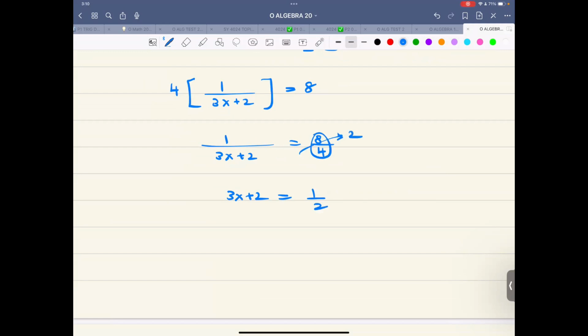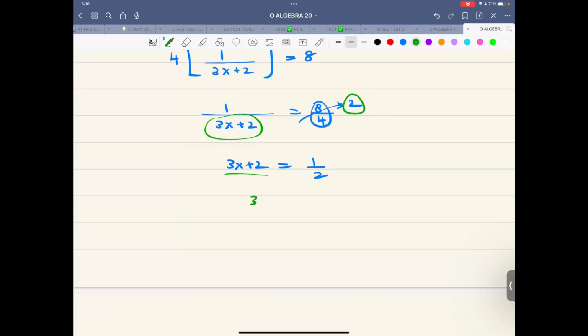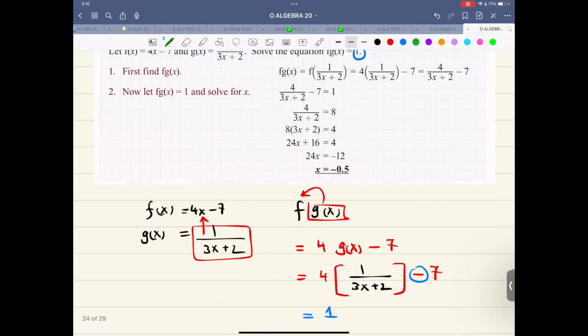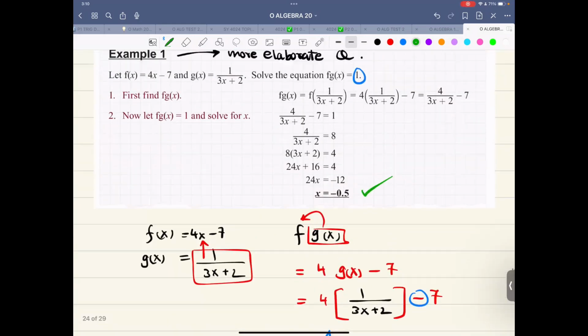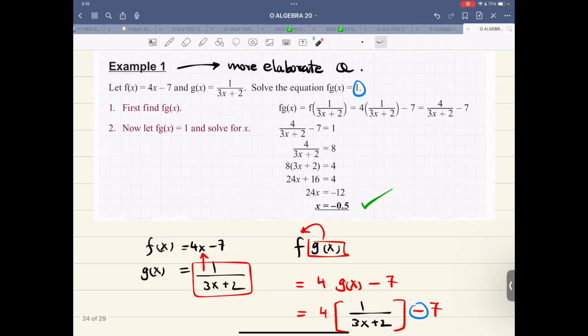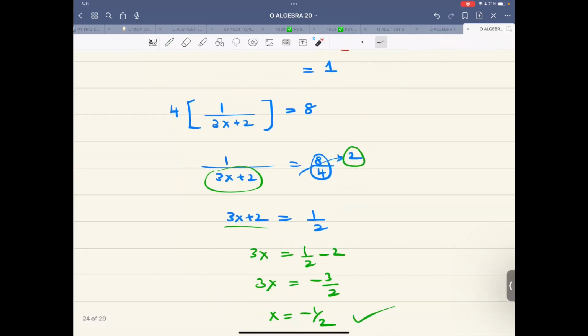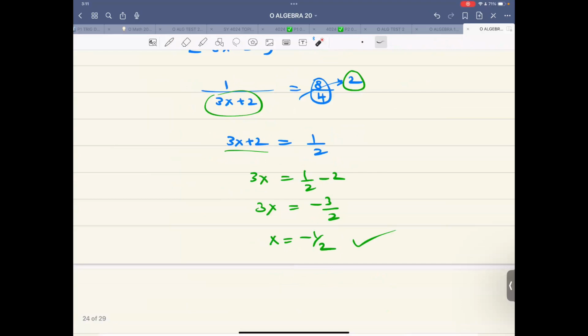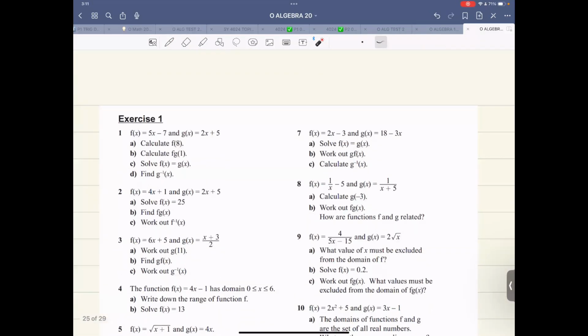This simplifies to 2. Cross multiply. This goes down. This goes up. 3x plus 2 is half. 3x is equals to half minus 2, which is negative 3 over 2. That is 3x. Therefore, x comes out to be negative half. If I'm not mistaken, that should be the answer. X comes out to be negative half. The author of the book has done it by using a lot of big numbers. I have done it with small numbers. That is the way that I work. Simplify as much as possible.